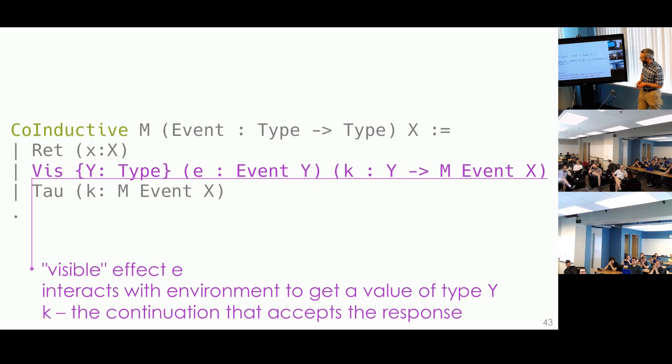And what does this look like? Well, there's some existentially quantified return type, y, and an event e, which says that you're going to get one of these y's, and then a continuation, which tells the internal computation how to process the y and continue the behaviors in this monad.